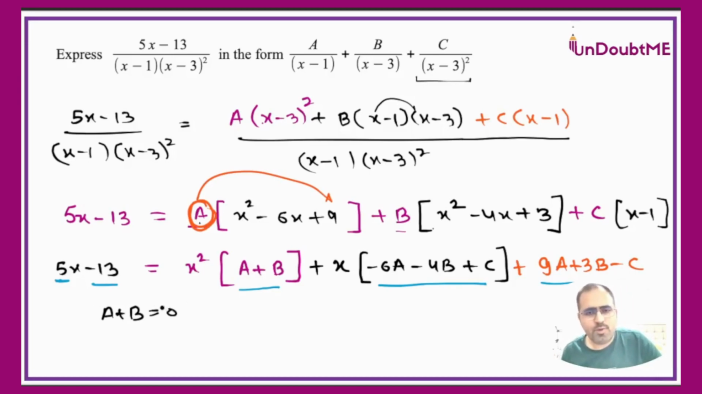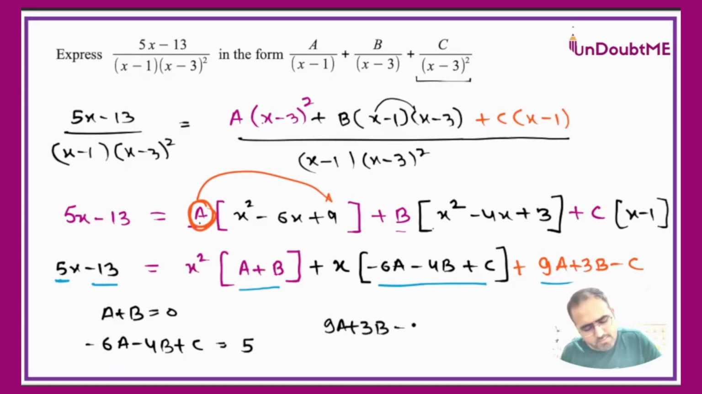I can get a is equal to minus b and place it in my other equations. Then minus 6a minus 4b plus c is equal to 5. And at last I have 9a plus 3b minus c is equal to minus 13. Now it's all about simultaneous solving.